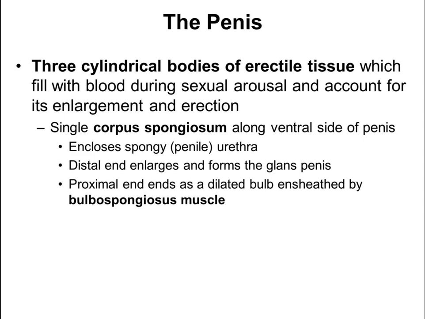There is a single corpus spongiosum along the ventral side of the penis. It encloses the spongy penile urethra. The distal end enlarges and forms the glans penis. The proximal end ends as a dilated bulb ensheathed by the bulbospongiosus muscle.